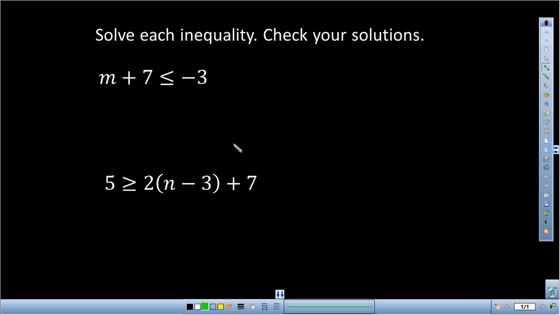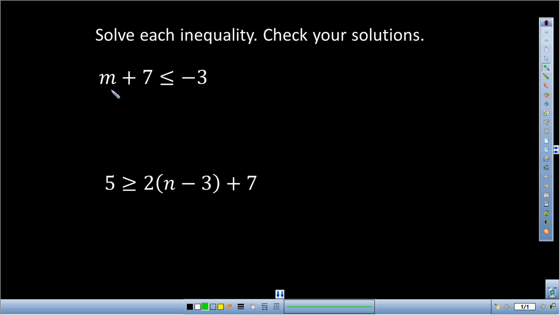In this tutorial, we're going to take a look at some examples involving inequalities. This tutorial relates back to the lesson on solving multi-step inequalities, so we're going to just go through a couple of examples just to make sure we understand the steps involved and the justification for those steps. And so the instructions say to solve each inequality, check your solutions.